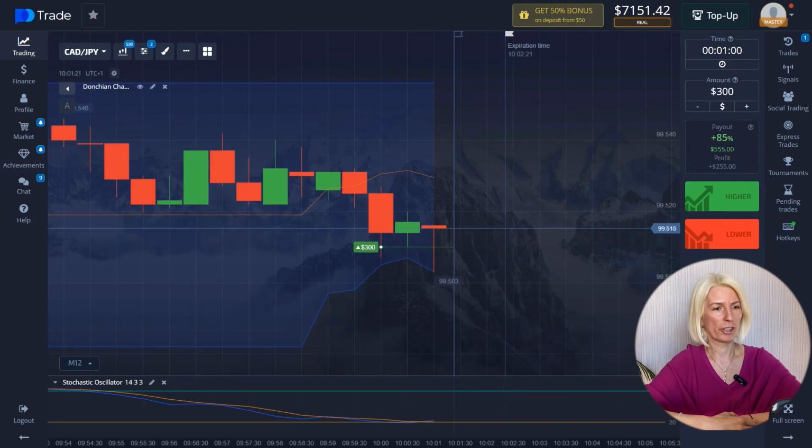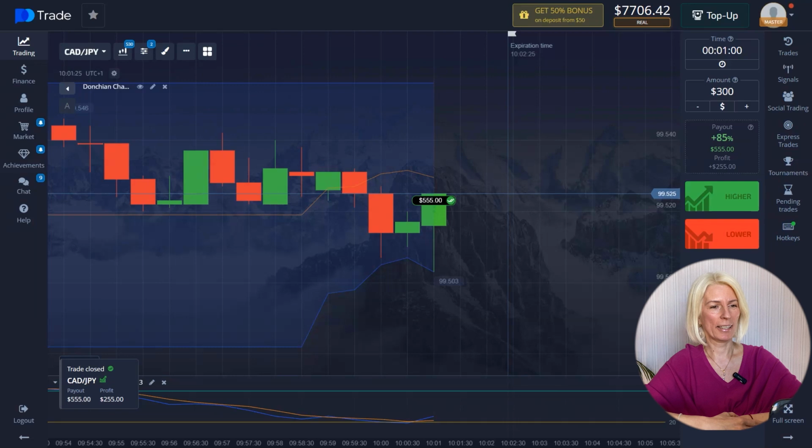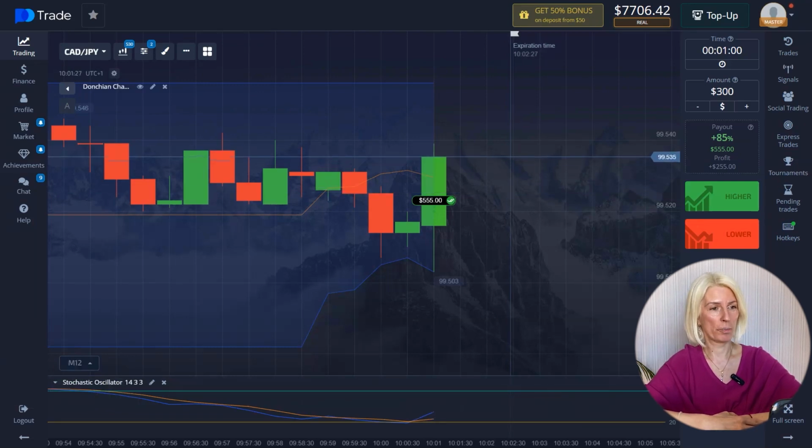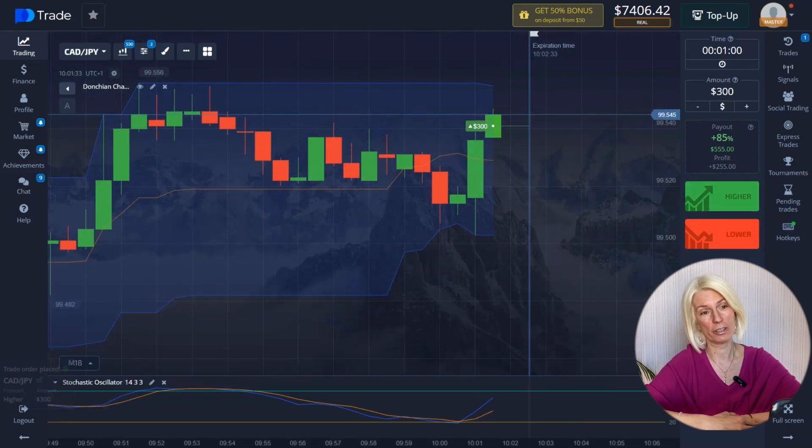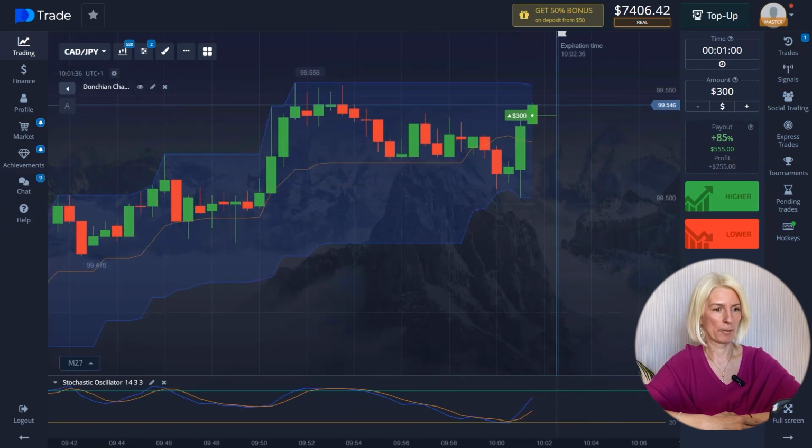The time of the transaction is coming to an end. We're waiting for expiry, and we make $255. The trade turned out to be ambiguous. We continue. I am opening a new trade for a higher price movement. The bid is $300 for 1 minute.